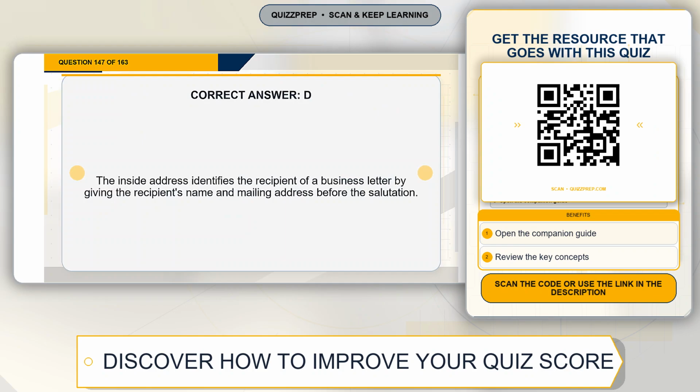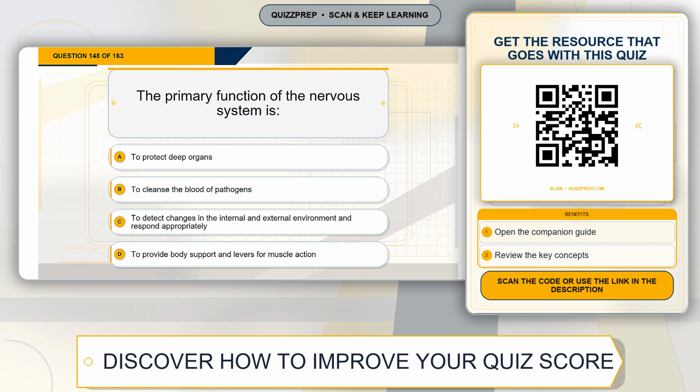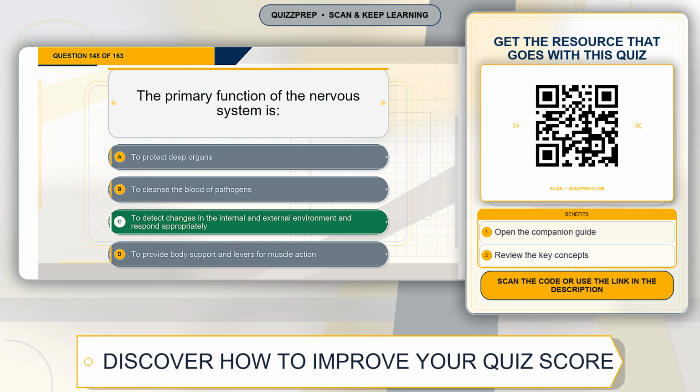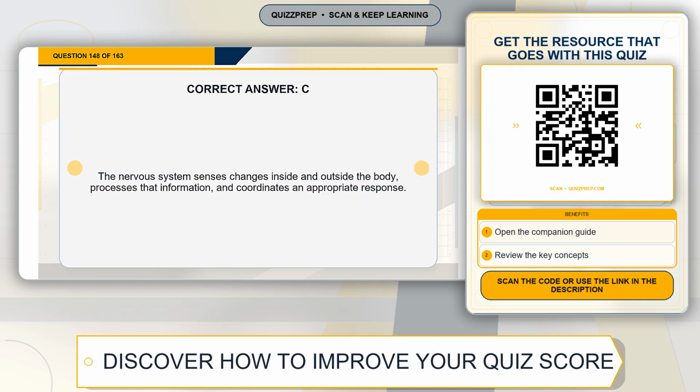Question 148. The primary function of the nervous system is: Option A, to protect deep organs. Option B, to cleanse the blood of pathogens. Option C, to detect changes in the internal and external environment and respond appropriately. Option D, to provide body support and levers for muscle action. The correct answer is option C. Explanation. The nervous system senses changes inside and outside the body, processes that information, and coordinates an appropriate response.